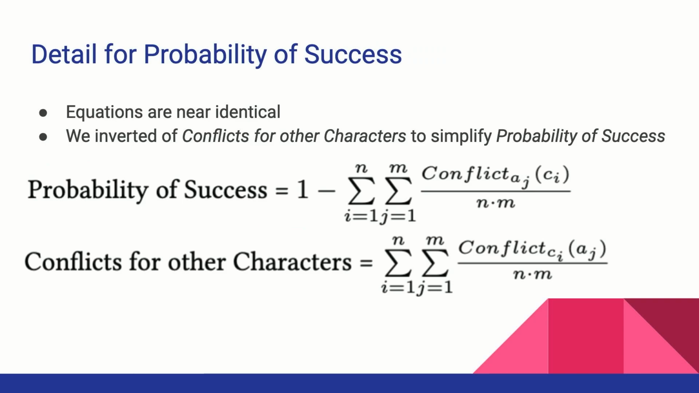For probability of success, we noticed that the two equations are very close to an inversion of each other. So we decided to do that quite literally. If we're already calculating conflicts for other characters, we simply take that value and invert it in order to get probability of success. Pretty simple fix. Again, we were trying to keep it as close to the original as possible.